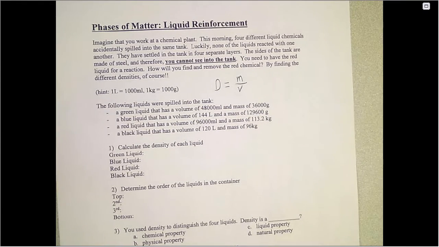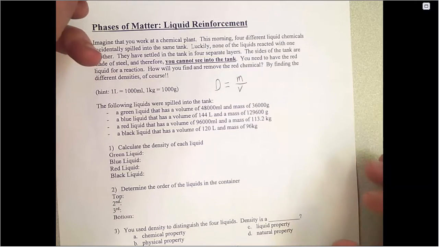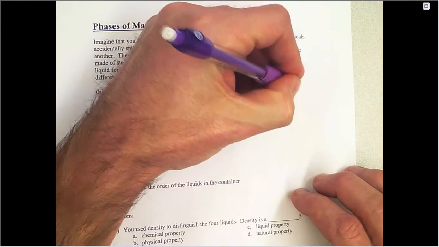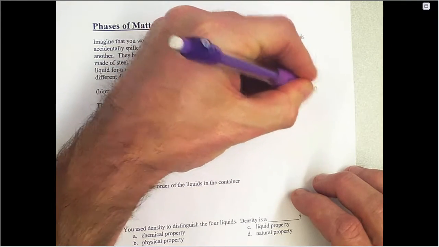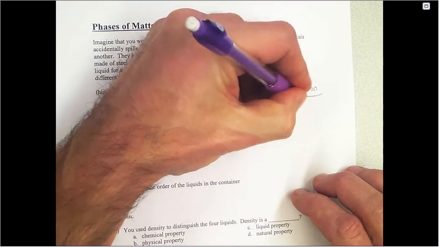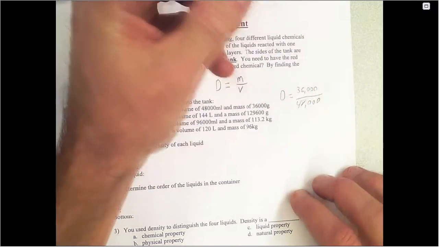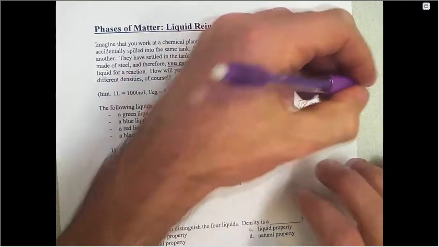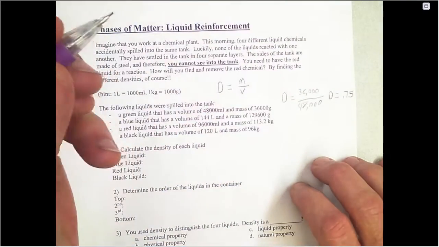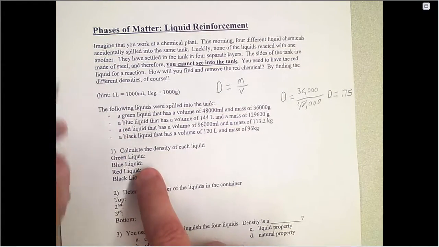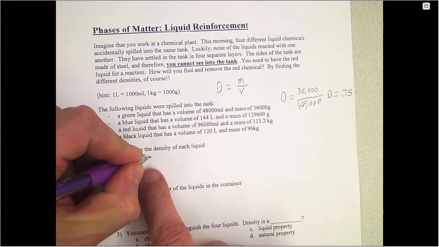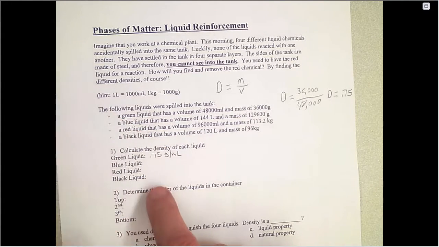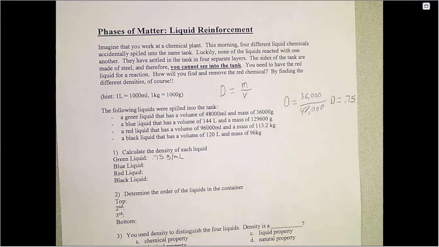So I would use the formula density equals mass divided by volume. Density equals 36,000 divided by 48,000. And if I did that calculation, I would get density equals 0.75. Okay? So that's where you would put it down here. The density is 0.75 grams per milliliter. And you would then go ahead and do that for the rest of the liquids.